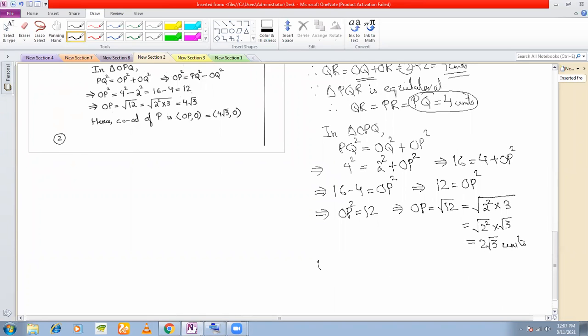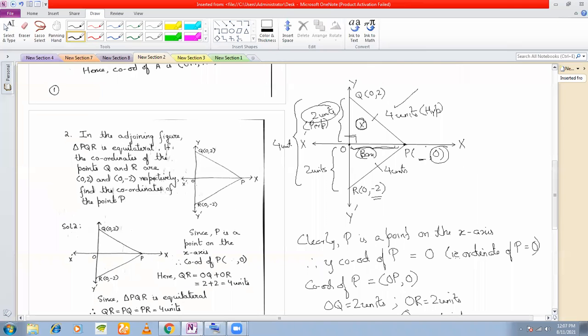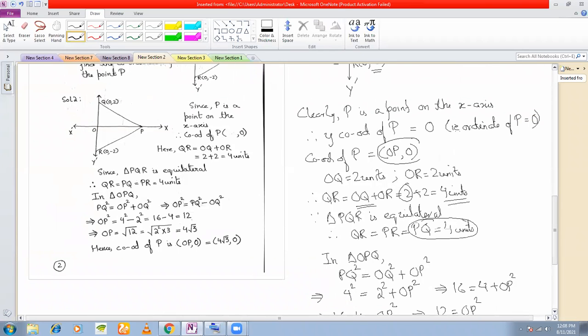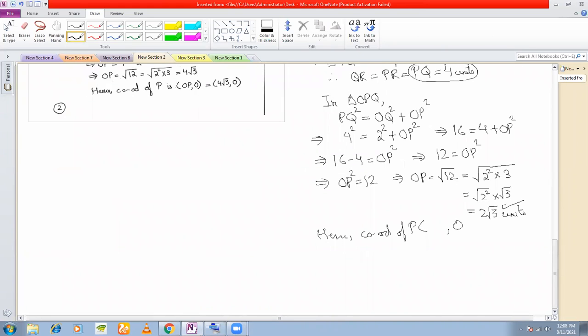So hence, what is the coordinate of P? Y coordinate I told you was 0. Look at the figure here. Y coordinate was 0. What is the X coordinate we have found out? Coordinate of P was what? OP comma 0, right? OP we have found out here. How much is OP? 2 root 3. That's it.